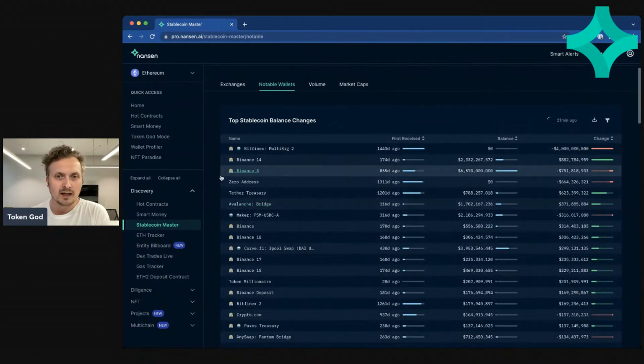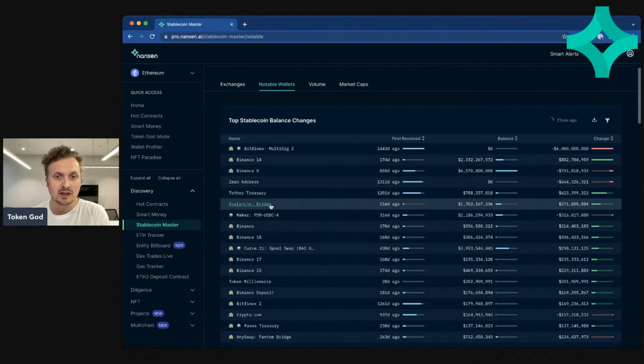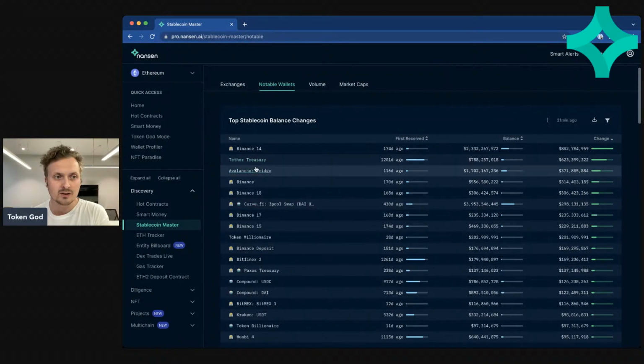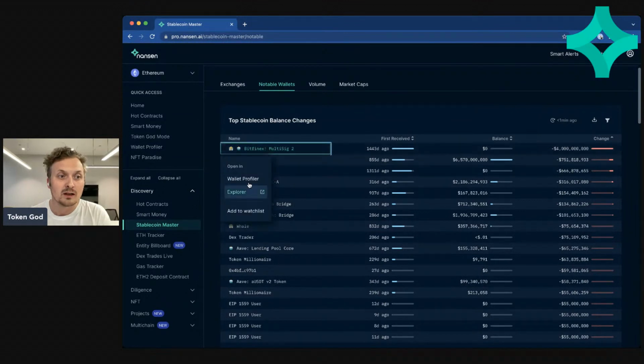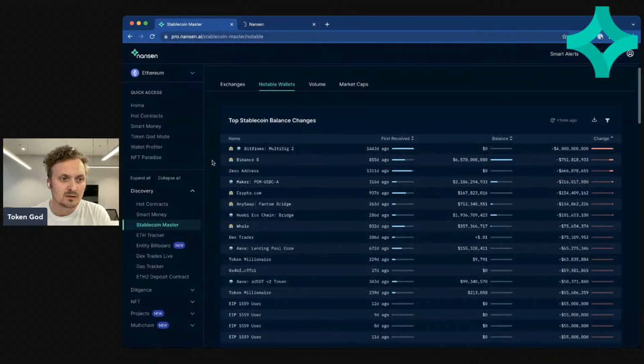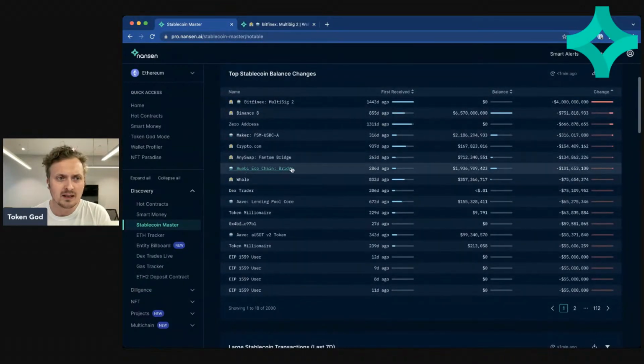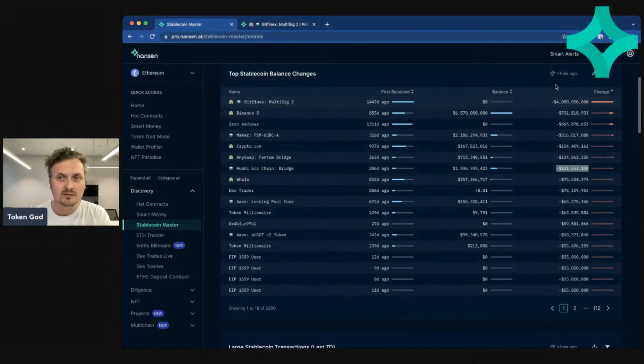And so right away, I see there's an Avalanche bridge here which has a lot of balance and quite a lot of change in positive terms as well, 371 million. So that gives me an indication that maybe some interesting stuff is happening on Avalanche. If you flip around, you can also see Bitfinex multisig 2. I think this is Tether minting. In fact, we could look at that separately to confirm. But yeah, there's also Huobi EcoChain, $101 million flowing out of that bridge. Interesting.